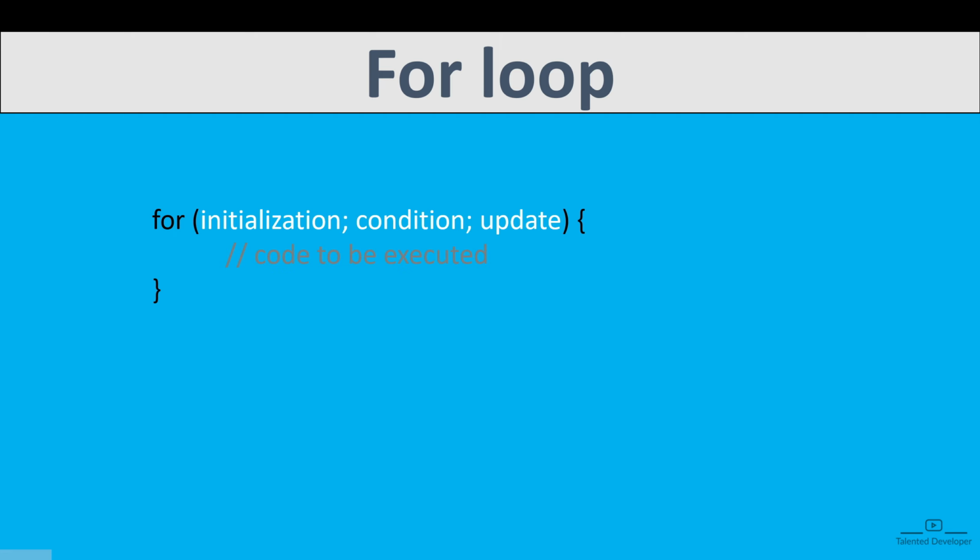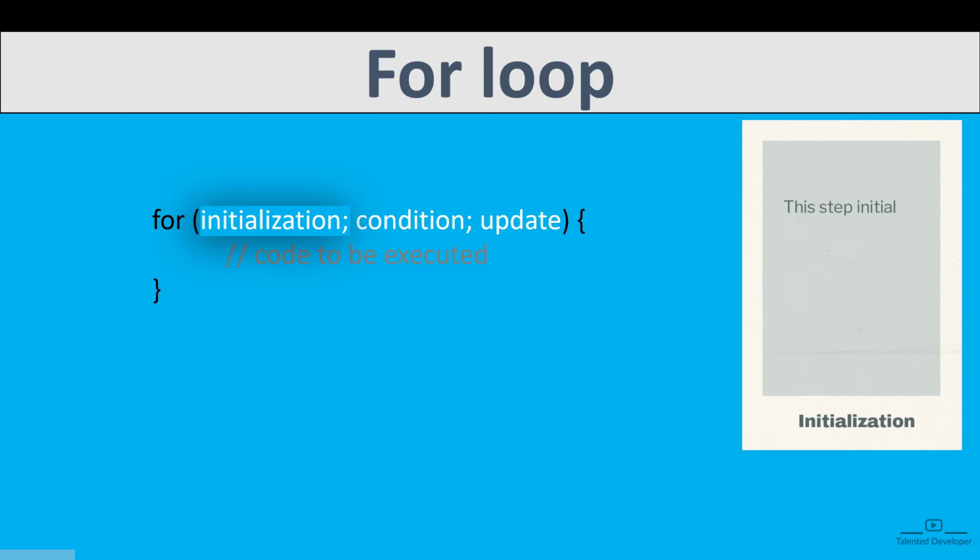So this is the syntax of the for loop. It will start with for, F-O-R, and an open parenthesis and close parenthesis, and inside you will have three things. First of all, you can see it is called initialization. This step initializes the loop control variable. It is executed once when the loop starts.